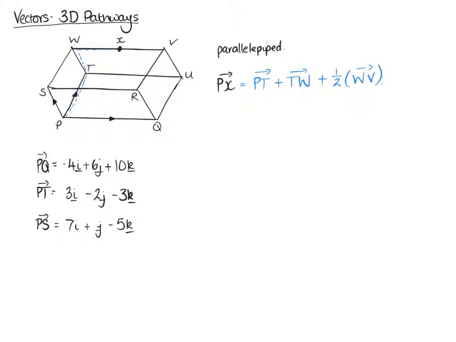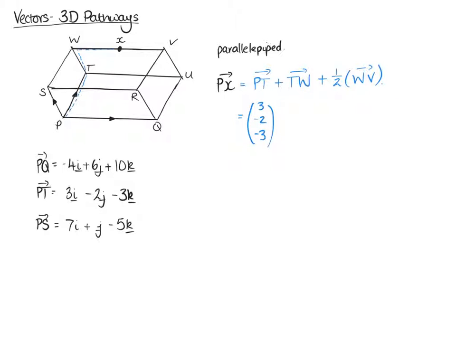Over here though, we've not got PT, PQ and PS. We've not got all of them. We've got some of them, but not all of them as they are there. So P to T is quite an easy one. So we know that one already. So that is 3, minus 2, minus 3. Remember, we can just change it into component form really easily.